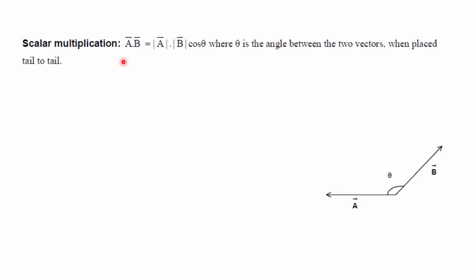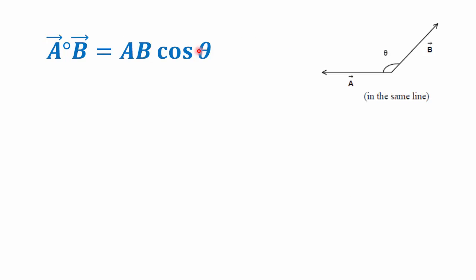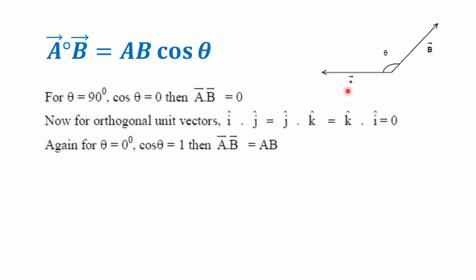And how do you write it? Suppose you have two vectors a and b, tail to tail, and the angle is theta. Then we write that a dot b is equal to the magnitude of vector a, magnitude of vector b, into cos theta. So a dot b is equal to ab cos theta. Now if theta is 90 degrees, the angle between a and b is 90 degrees, then cos theta is equal to 0, and the dot product a dot b will give you 0.